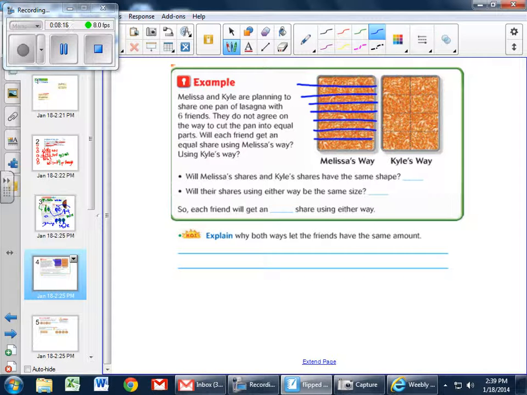Okay, and this is Kyle's way. Okay. Let me just throw that one away. Let me do that first. Tracing over these lines. Okay. So they are actually straighter lines here. So let's count and see how many is in Melissa's way, because they're all equal. So 1, 2, 3, 4, 5, 6, 7, 8 pieces. Okay. In Kyle's way, we have 1, 2. They're also equal sized.